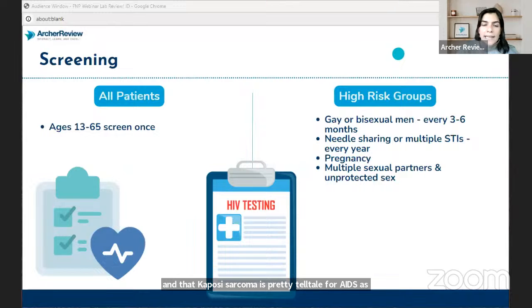So screening, who do we screen? We screen all patients at least once, so between ages of 13 to 65. And then groups that you may want to consider rescreening are your high-risk groups.